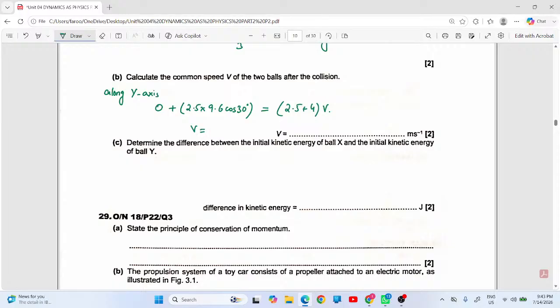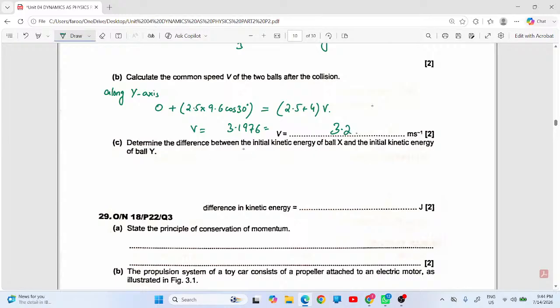Answer divided by 2.5 plus 4, which comes to about 3.2.